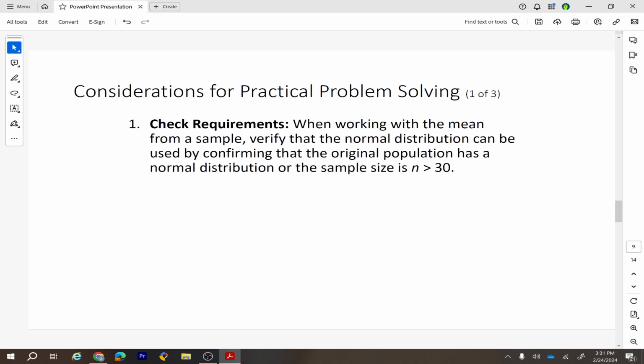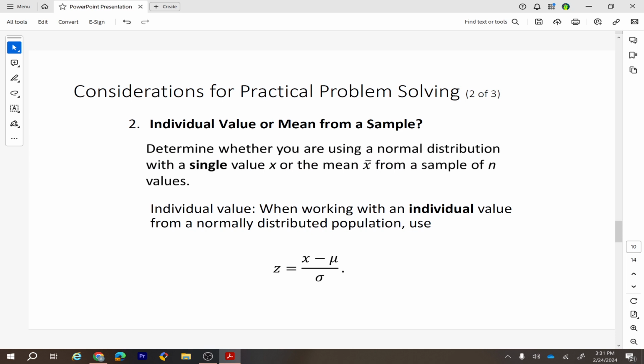Okay, so when we try to solve practical problems, you always have to check that either the original population is normally distributed, or if it's not, that the sample size is greater than 30. That's a requirement we need to check. For an individual value, there is a z score we can calculate to change the data into the standard normal distribution. When working with an individual value from a normally distributed population, you have to use this. But keep in mind, the population has to be normally distributed.